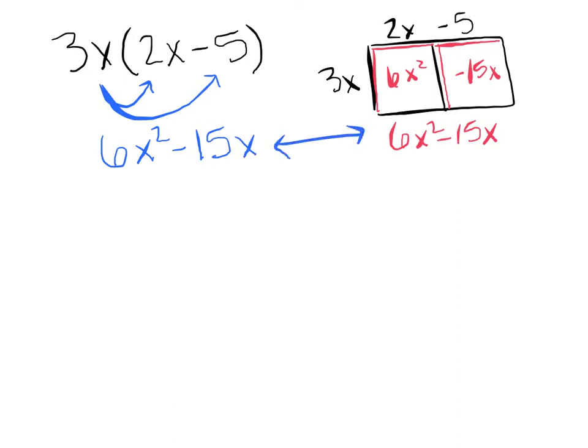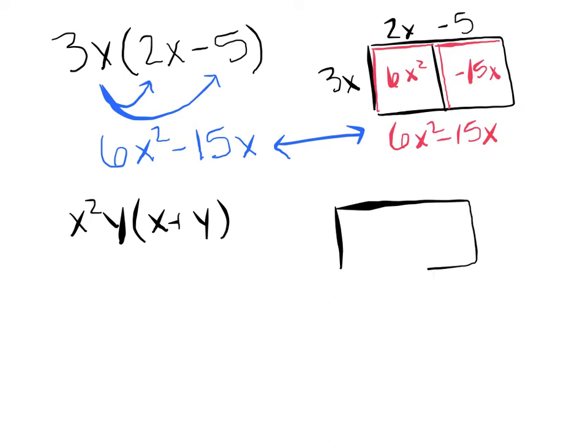This works even when you have more than one variable in. So if you had, let's say, x squared y times x plus y, you can still draw an area model for this. This is still a rectangle with two parts. x squared y is outside, and then the long side is x and y. Again, we just multiply the two sides to find the area of the first one.